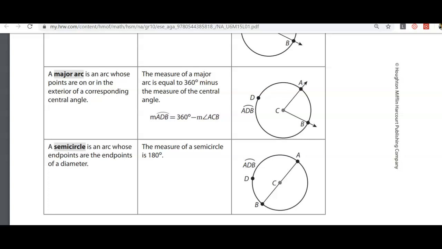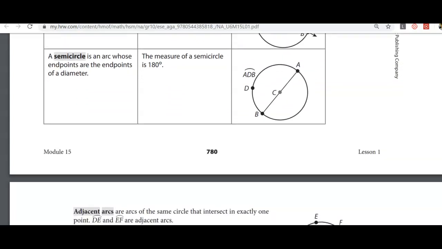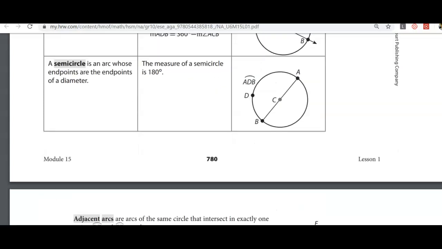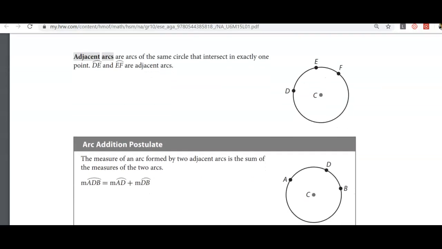And then you have a semicircle. Semi just means half. A semicircle is half of the circle, so that's the line that divides the circle right in half. We call this guy a semicircle. What you're going to need to know coming up is that there are different formulas for semicircles and different formulas when you have an arc not in the center of your circle.